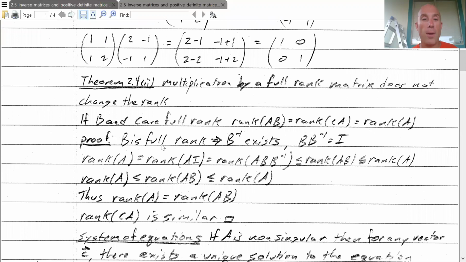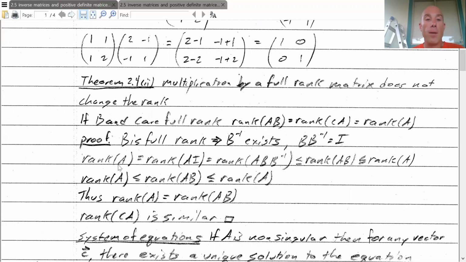Okay, so let's go this way. We're going to prove this for B, and then C really just follows from rewriting things on the other side of the matrix. B is full rank. Therefore, from what we just said a moment ago, the inverse of B exists. So if I multiply B times B inverse, I get the identity matrix. That's by the definition of the inverse.